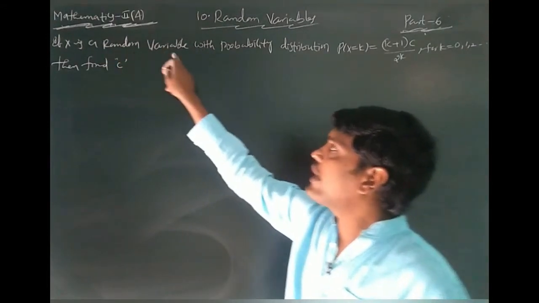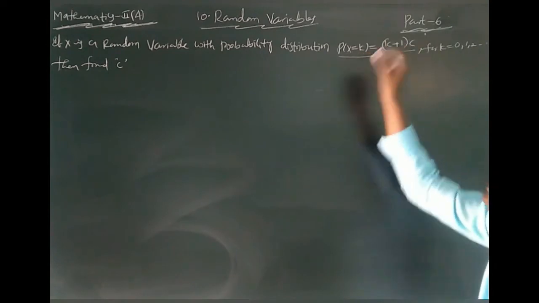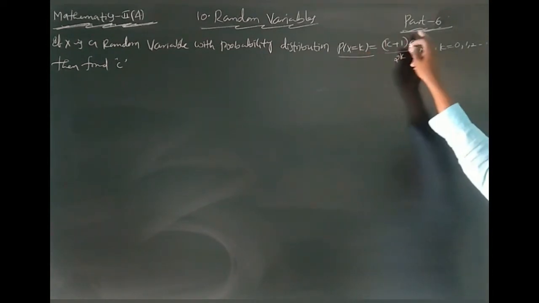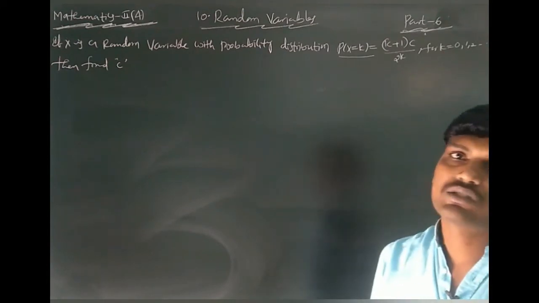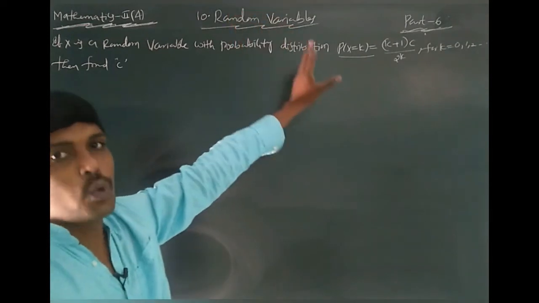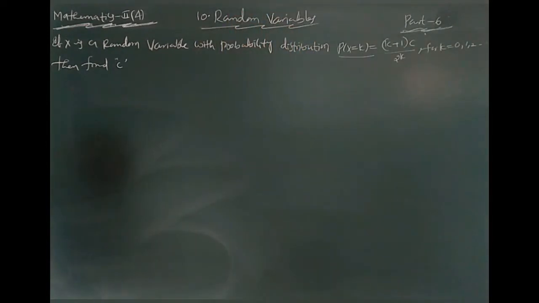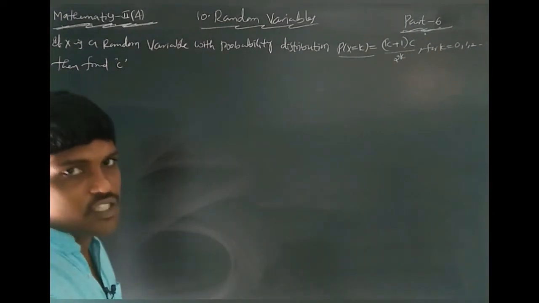If X is a random variable with the probability distribution P of X equal to k is equal to (k plus 1) into c by 2 power k, for k values 0, 1, 2, and so on up to infinity, then find c. This problem sometimes comes for 2 marks only. I explained the shortcut for this problem; you can do that clearly in class.